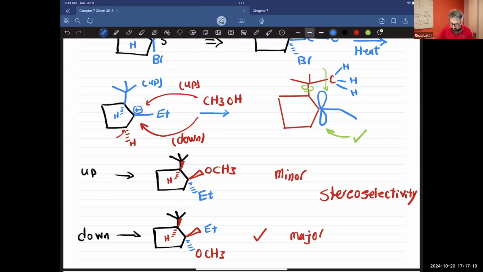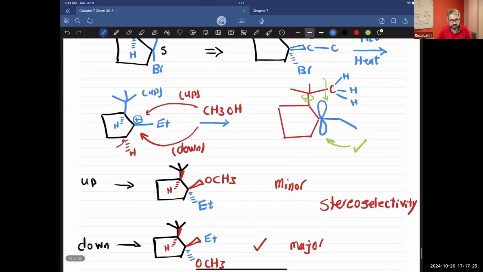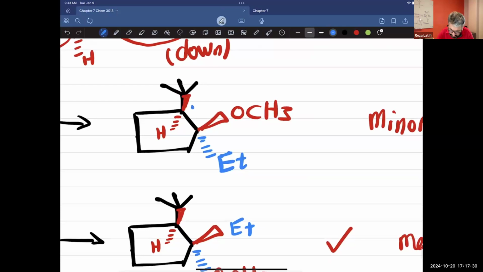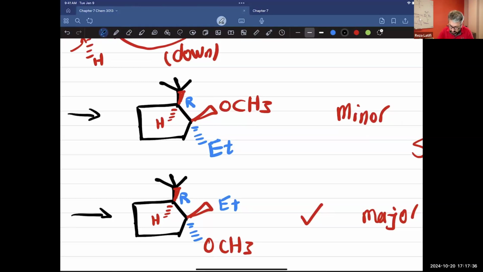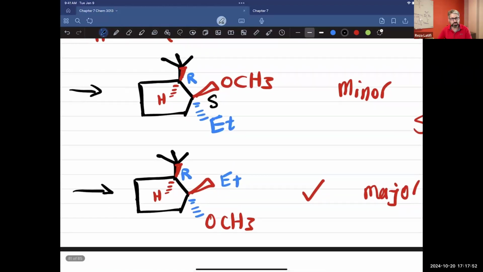And before I stop this lecture, I want to show the R and S for the product. So here, in the starting compound, we had R there. Okay, so R here, we did not change the R. Now for the second, we're going to get here 1, this is going to be 2, this one will be 3, and this one will be number 4. So 1, 2, 3, that's going to be S. So we get S here, and if you flip the position of the ethyl with the methoxide, then the configuration is going to be R.